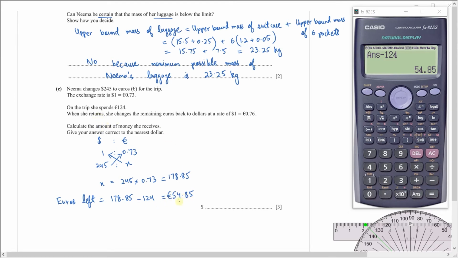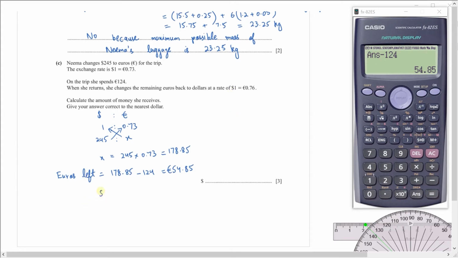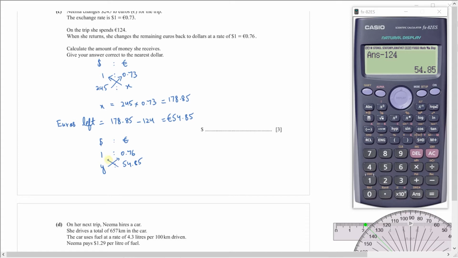Now when she returns, she converts these 54.85 euros back to dollars. So again, we have dollars ratio euros. Now the exchange rate is this: $1 and 0.76 euros, and she has 54.85 euros, and let's call them Y dollars that she converts them to. So again, I will cross multiply like this. So I will get 0.76y equals to 54.85, and y will be this divided by 0.76. So 54.85 divided by 0.76.